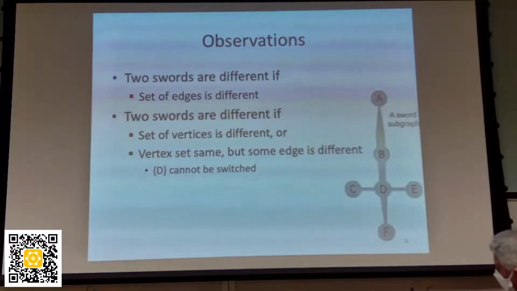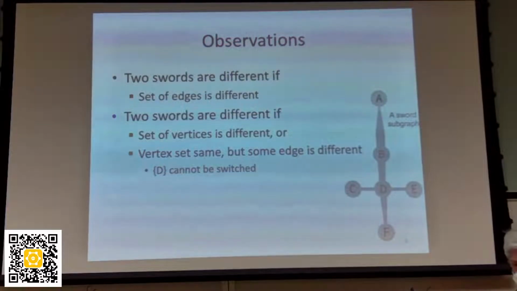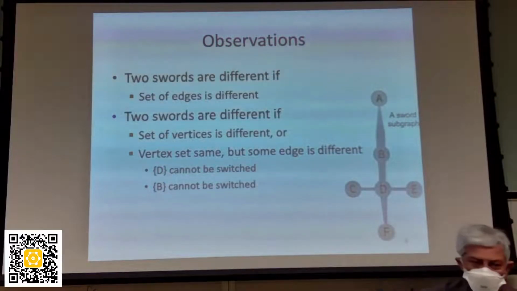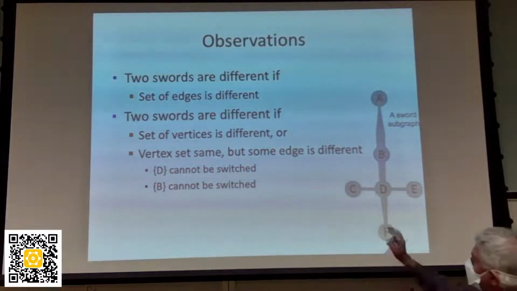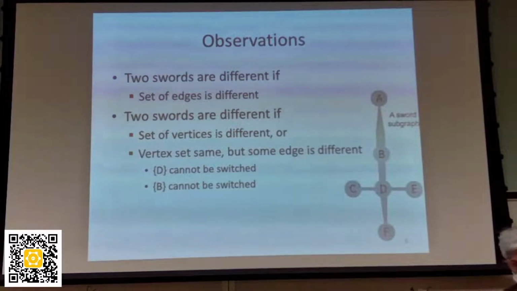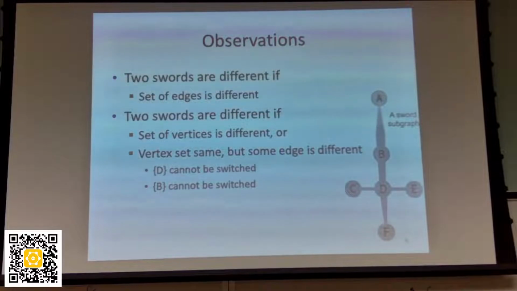So in one case, B was your degree 4 vertex. In the other case, it was F. These two swords are never going to be the same. So the vertex with degree 4, first of all, will tell you whether these are two different swords or not. Next, the vertex of degree 2: if the degree 4 vertex is the same but the degree 2 vertex is different, then again, it's possible that you're going to get two different swords, right?